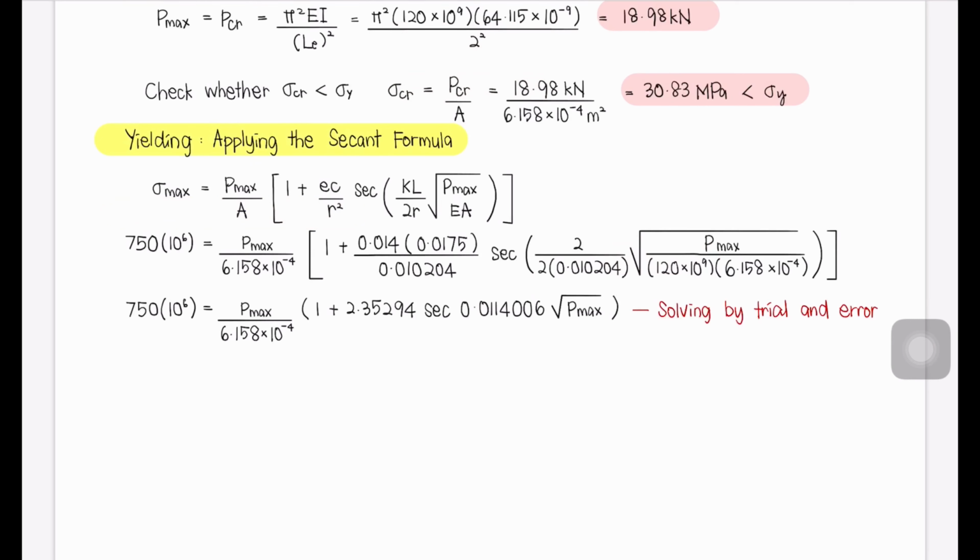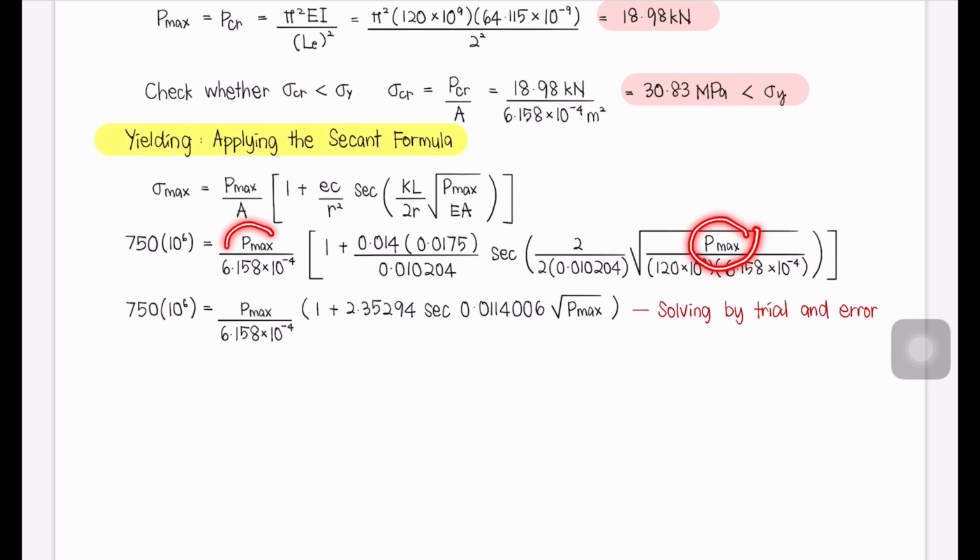For the third step, you have to check the yielding criterion, which means applying the second formula, given by this equation: sigma max equals P max over A and so on. Just substitute all the information given. Sigma max is sigma yield, and Pmax is the unknown parameter that you have to determine. Then A, and substitute everything except Pmax.